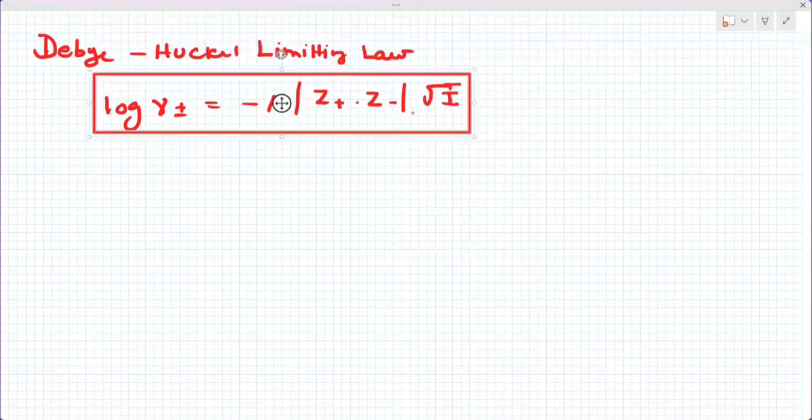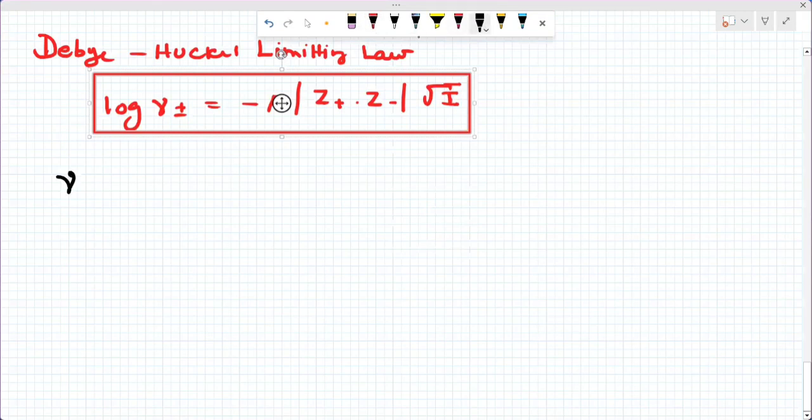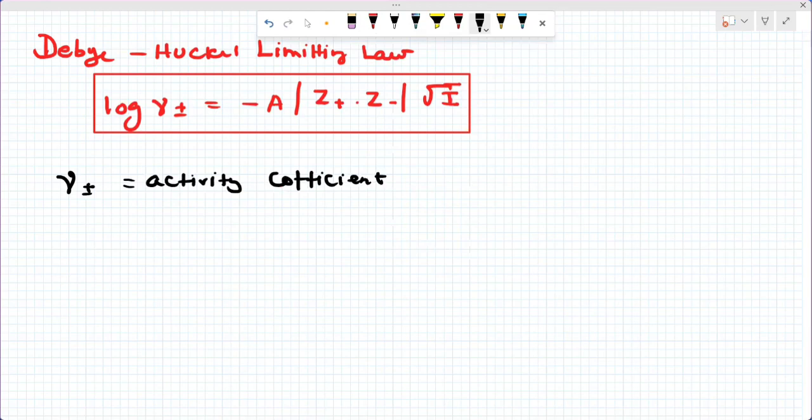Now, what is gamma plus or minus? That is called the activity coefficient. Next, what is Z plus and Z minus? That is the charge of the ion.